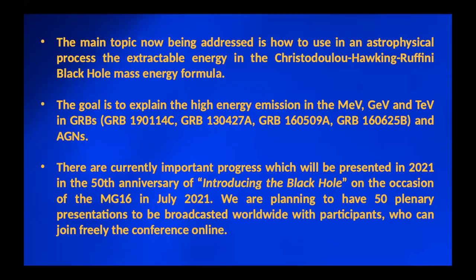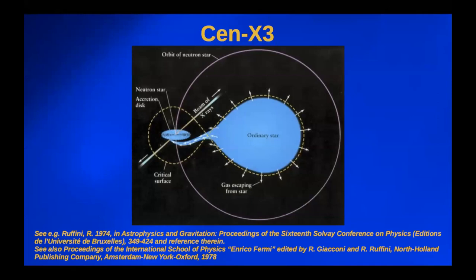The main topic now being addressed is how to use in an astrophysical process the extractable energy in the Christodoulou-Hawking-Ruffini black hole mass energy. The goal is to explain the high energy emission in the MeV, in the GeV, and the TeV in four different GRBs. There is currently important progress which will be presented in 2021, in the 50th anniversary, which will be next year, of introducing the black hole, on the occasion of MG16, next year, and we are planning to have, say, 50 plenary presentations to be broadcast on this topic. But let's start again on the astrophysics of this.